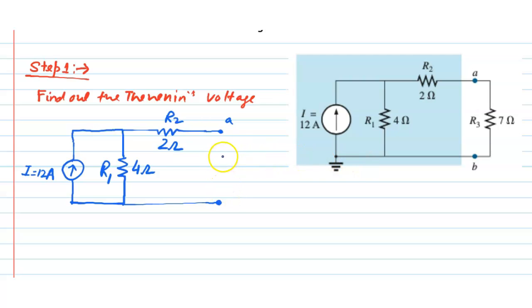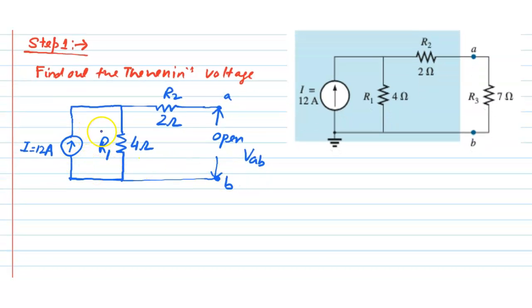This load is removed and this is open. Now we have to measure the voltage which appears between these two terminals. That means we connect a multimeter and measure the voltage between these two terminals. So let's assume the voltage which appears at this terminal is VAB.